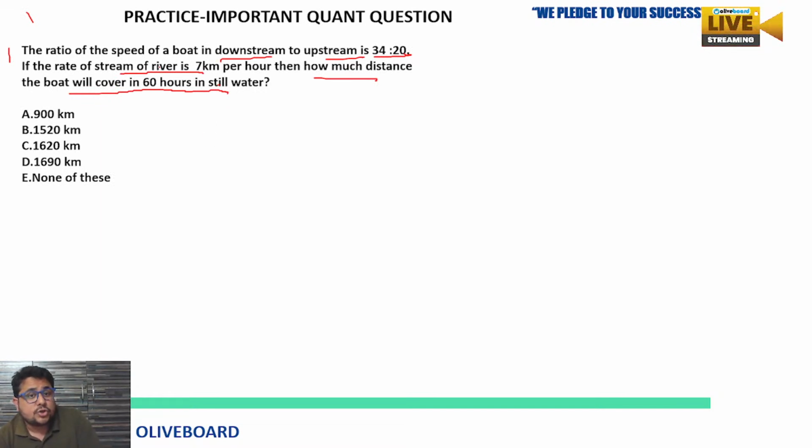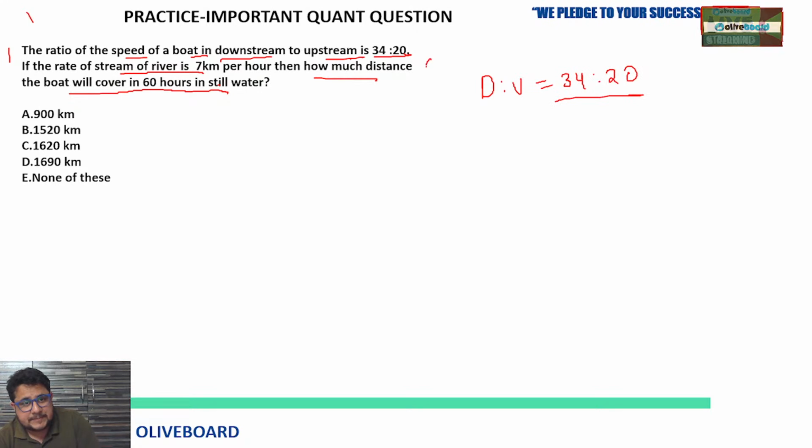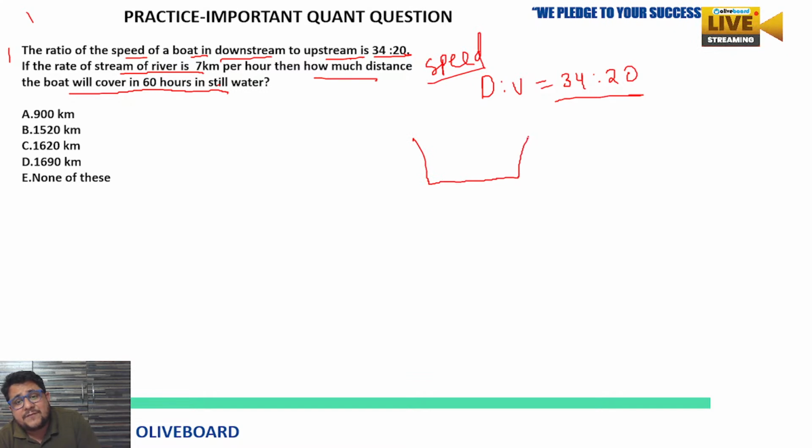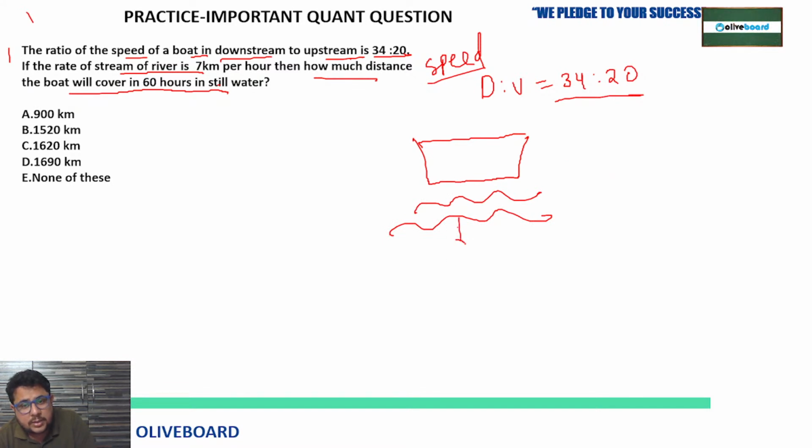See here, the ratio of the speed of the boat in downstream to upstream is 34 to 20. This is the speed ratio, right? We are talking about the speed. In every session where I discuss questions based on speed, boat and stream, I explained what is downstream and upstream, because that is the main basic you have to understand. Here is the flow. This is the speed of water, that is known as the speed of current, stream, right?